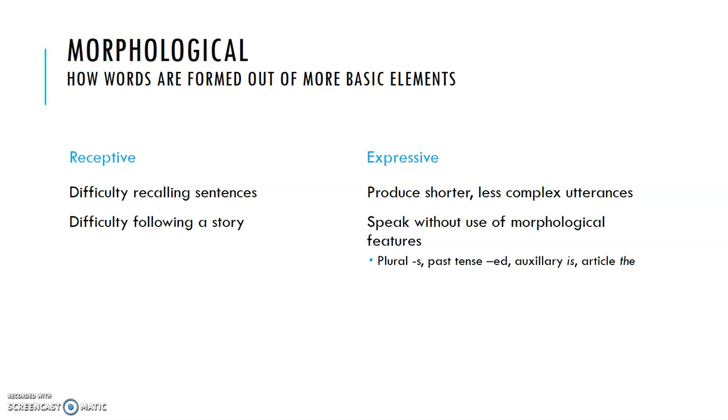For expressive language, the children can produce shorter or less complex sentences. So they're not necessarily going to talk about things as they happened in the past or could happen in the future. They might only be able to tell you what's happening in the present, or describe things as if they're happening in the present. They can also speak without the use of morphological features, so they might leave off plural s, past tense ed, the auxiliary is, or the article the. There are other morphemes they could leave off, but those are the common ones.